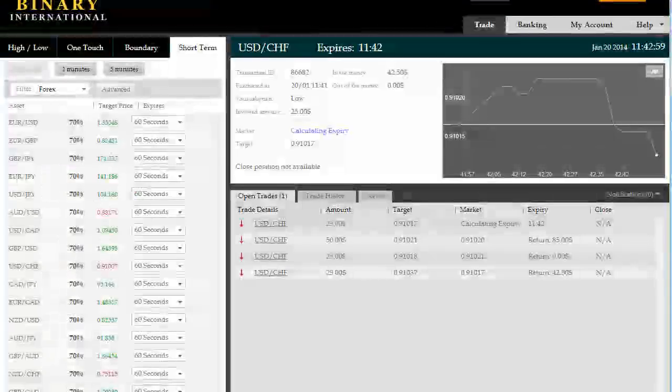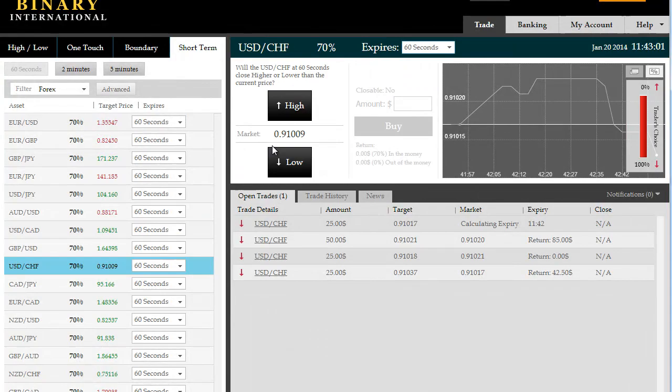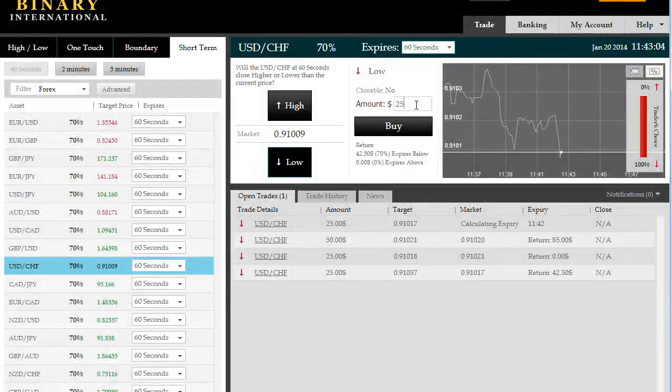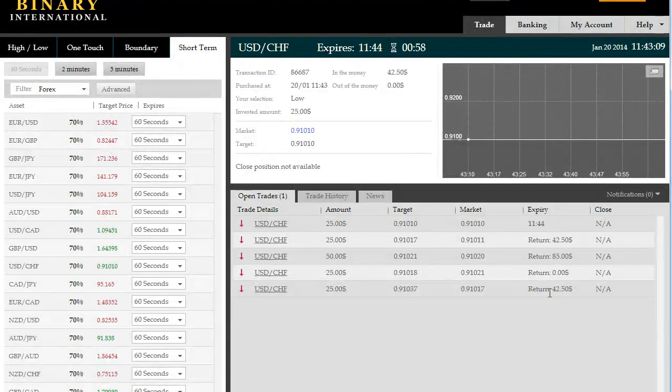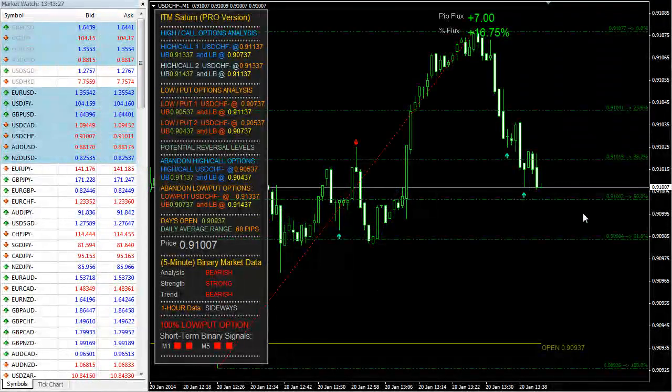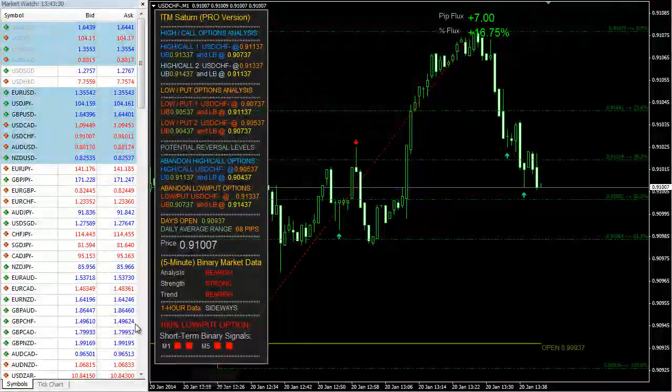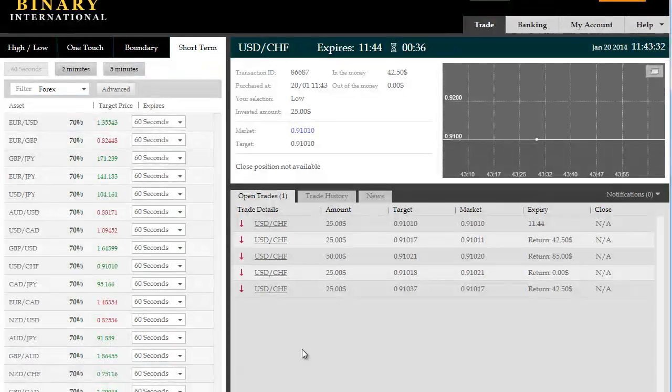Now let's see what the chart is saying. 100% low put option probability. We're going to go back to USD CHF low, another $25 investment to go short again, and calculated expiry says 42.50. We're good there. So another trade in the making that's already on the market, and we're going to switch back and forth between Saturn Pro and the terminal just to see how the market's going again. As you can see right now, we've executed 4 trades, 3 of which have been winners. One was a double up to hedge the previous loss. Therefore, we are now fully positive on this little mini portfolio we've been going on with the USD CHF.